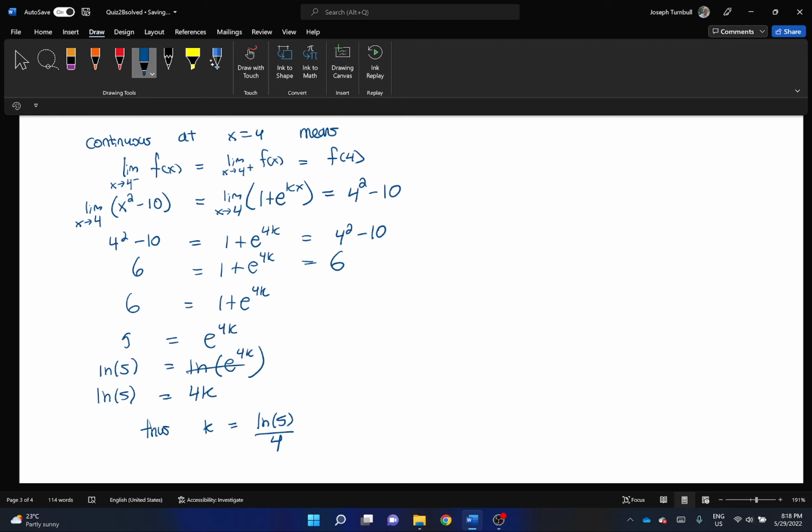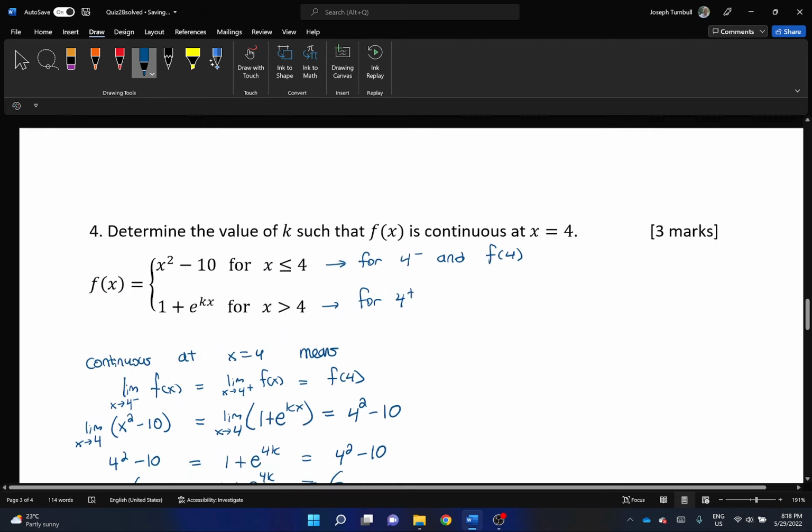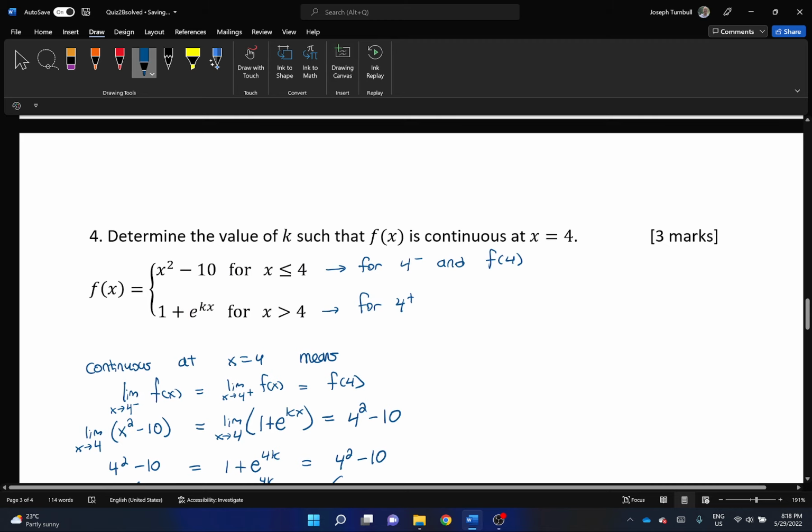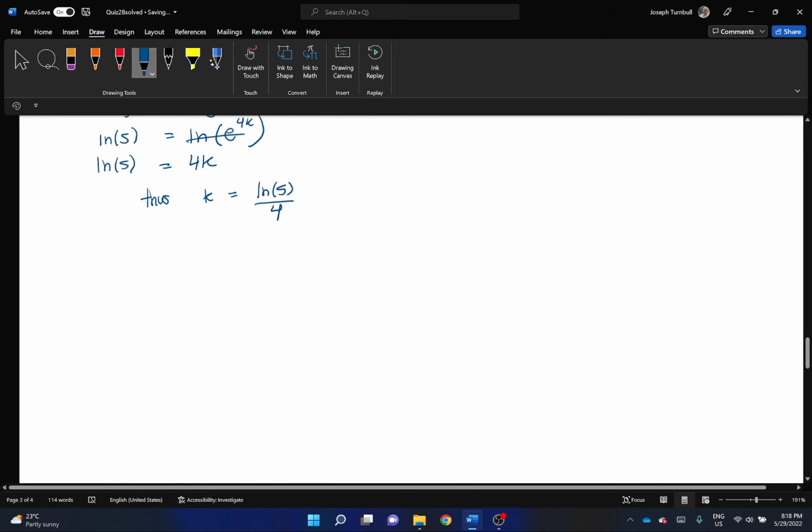And that is the value of k that we would use in order to make sure that the function meets that continuity requirement, that continuity condition at x equals 4. Any other value of k means that those two pieces of the piecewise function won't touch at that x coordinate. Their y values won't be the same.